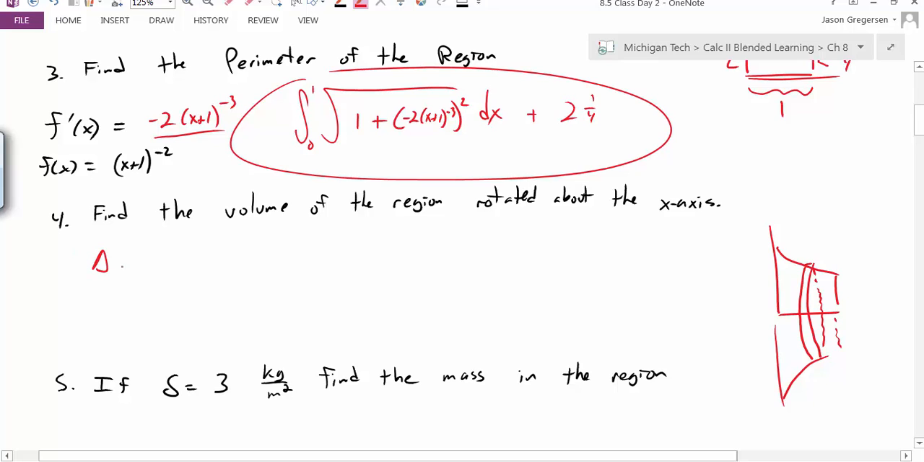So I just want to find one slice of the volume. Here is my delta V. It is a disk, so it's going to be pi r squared times some thickness. What's my thickness here? Delta x. Now all I got to find out is what is r in terms of x, and what is my radius value here?